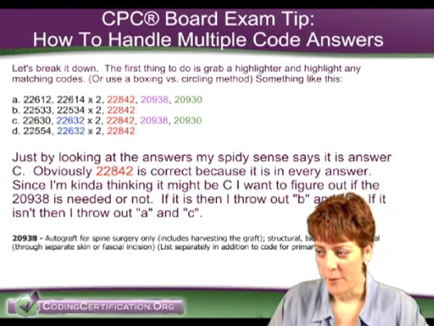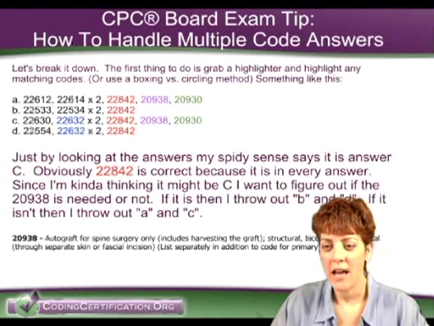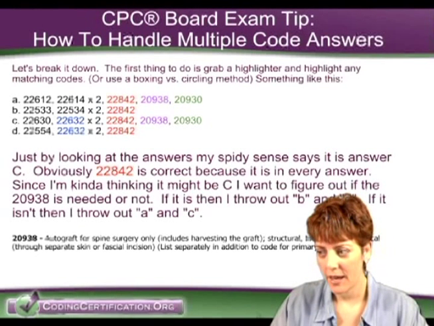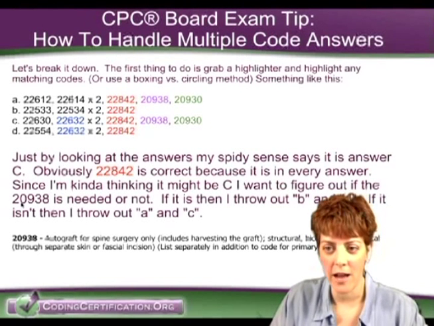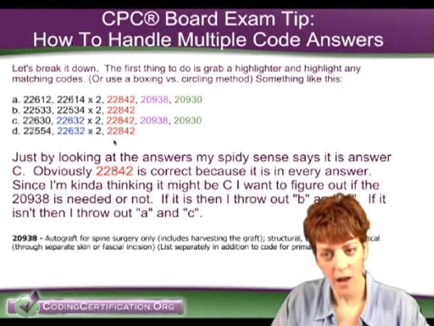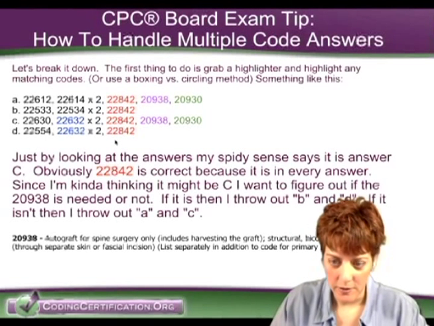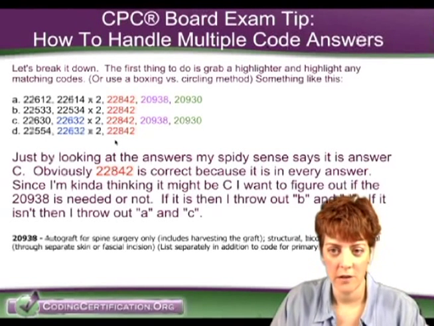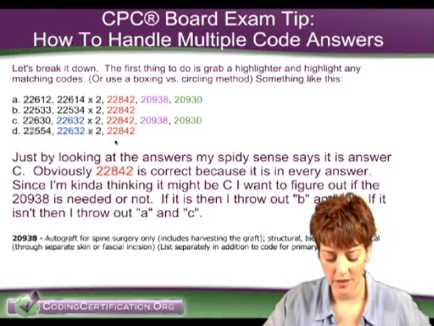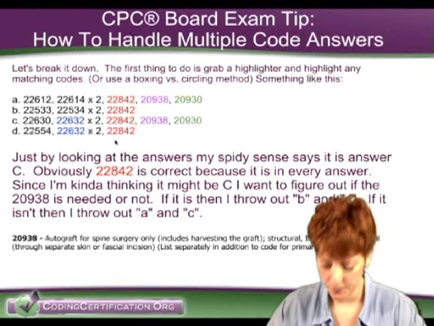So let's break it down. The first thing to do is grab a highlighter and highlight the matching codes. Because of this webinar, I need to do color coding, so that's what made me think of using a highlighter. What I envisioned was uncapping maybe 3 or 4 different colored highlighters, having them in front of your exam grid and just grabbing the different ones to highlight codes that match.